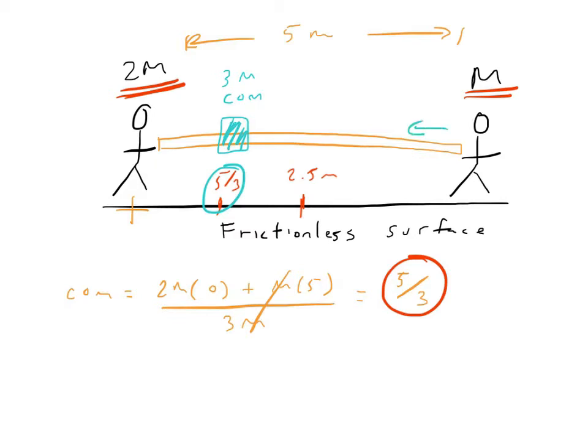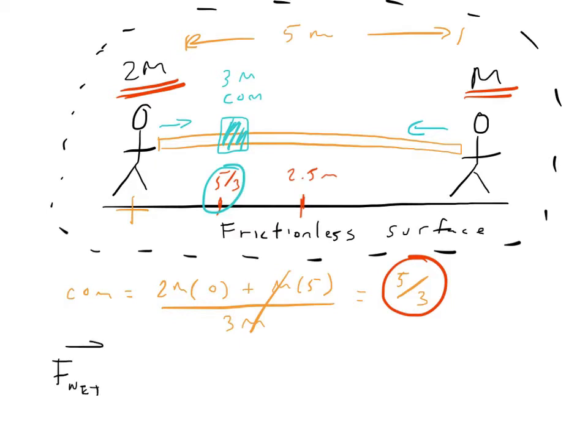So if all of a sudden they start pulling on this rope, both are going to start moving toward one another. However, if we think about this as being a closed system, those forces are internal forces. There is no net external force. So the net force on the system equals 0, which means that the acceleration of the center of mass must equal 0.